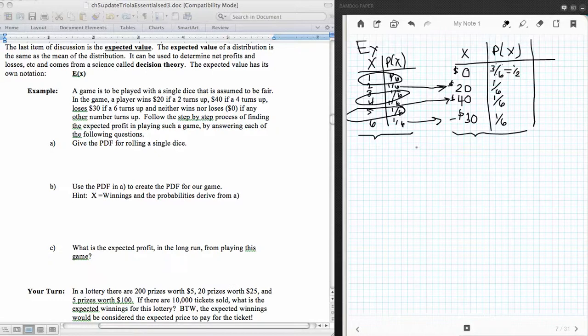And now I want to find the expected profit. In this one I have to multiply my x times p of x's and find my mean, because expected value is your mean, just like I would have before. So 0 times anything is 0. 20 times 1/6, so we have 20/6. And then 40 times 1/6, so I have 40/6. And then negative 30 times 1/6. And now I want to add these all up. So I have 20 and 40 is 60, minus 30, which is 30, so 30/6 is the value, and 30/6 is equal to 5.